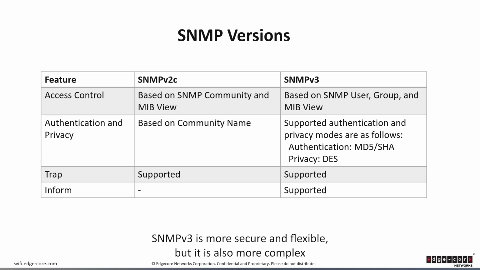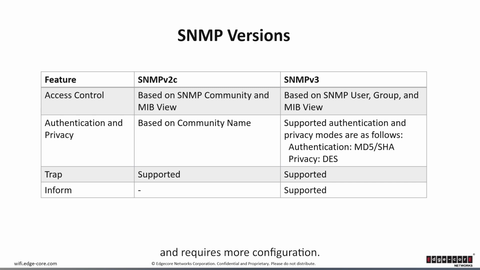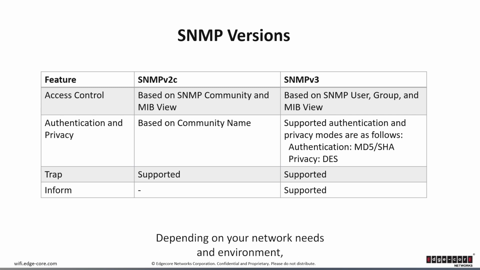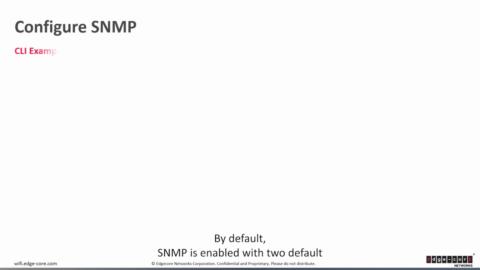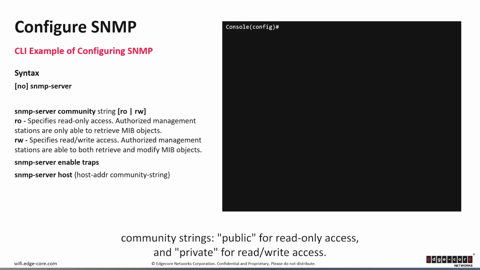SNMP v3 is more secure and flexible, but it is also more complex and requires more configuration. Depending on your network needs and environment, you may choose one or the other version of SNMP. This training course is at the basic level, so we will use SNMP v2c as our example. By default, SNMP is enabled with 2 default community strings, public for read-only access, and private for read-write access.